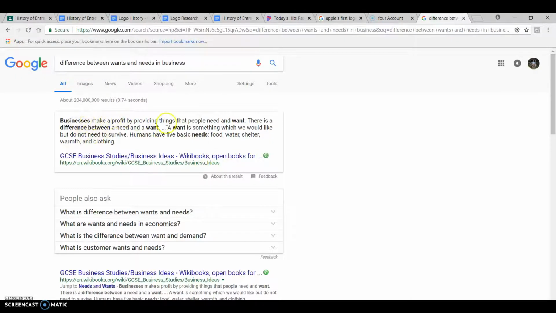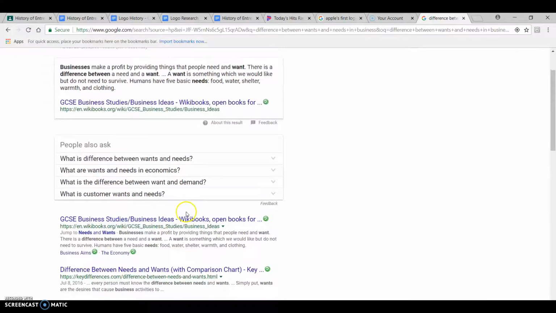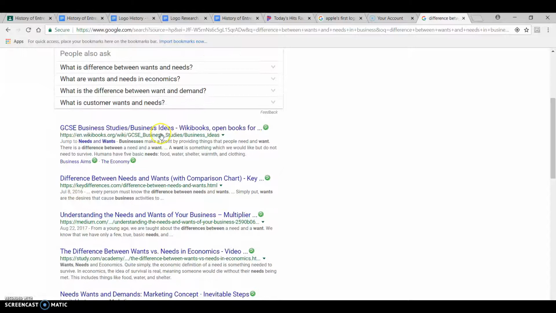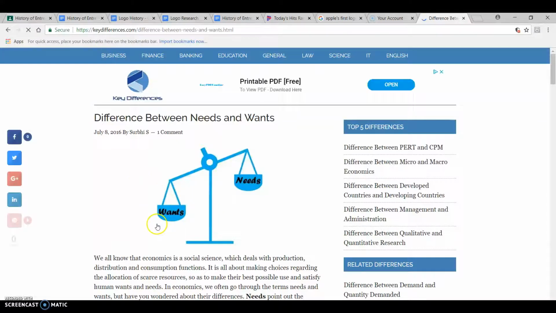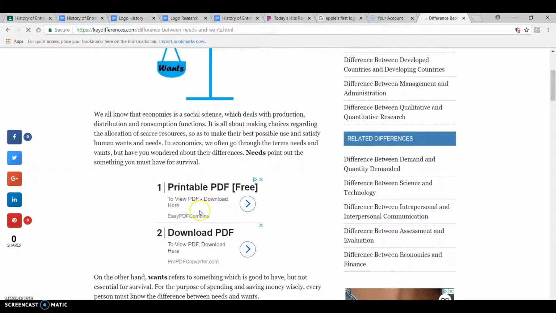So businesses make a profit by providing things that people need and want. You can go through. You can also scroll down. This one looks like it would be a good resource. Let's see what this has to say. Okay, so this starts out good.